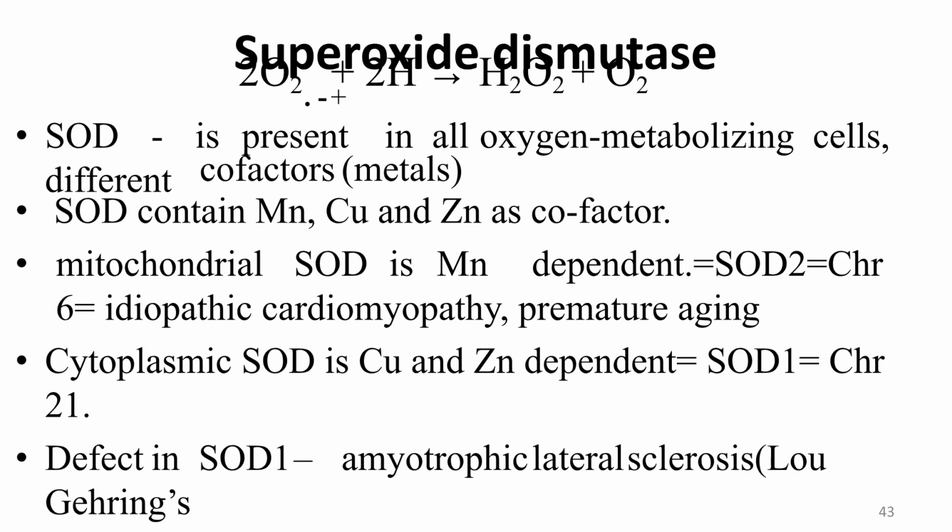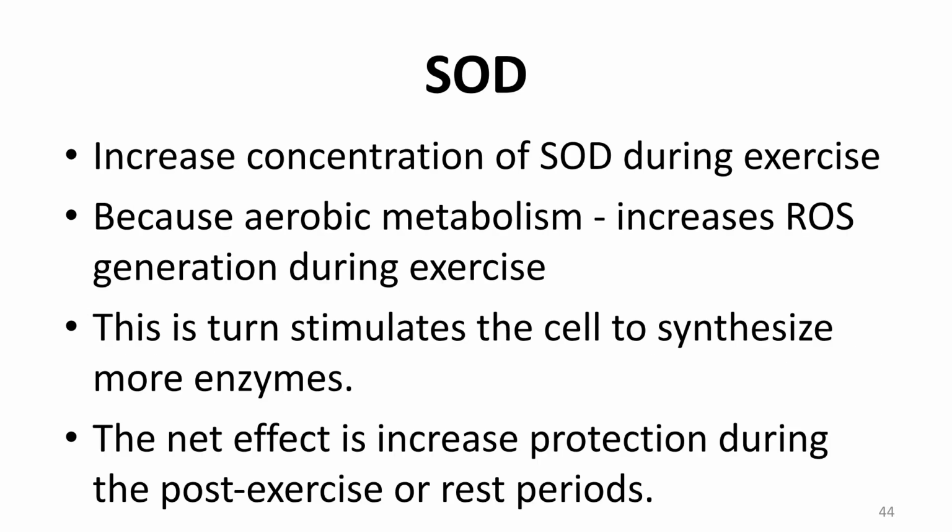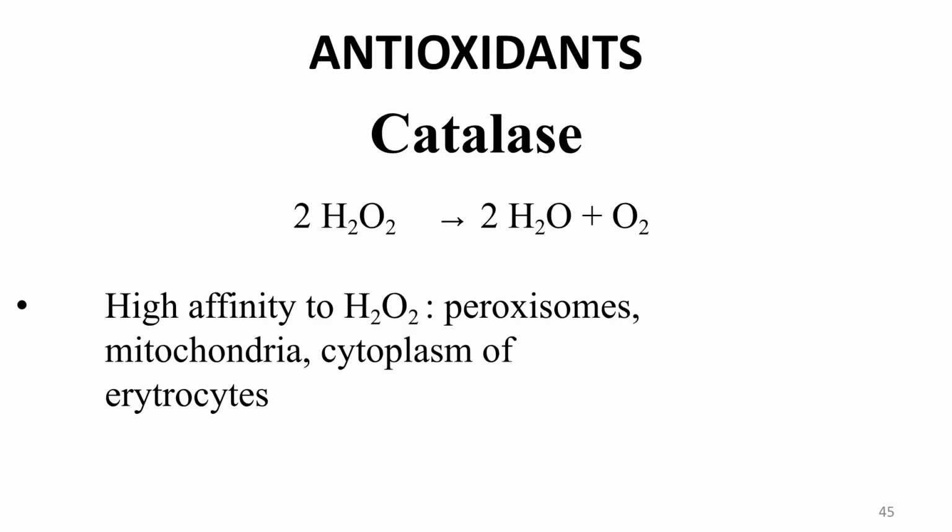Superoxide dismutase, or SOD, is present in all oxygen-metabolizing cells. It converts superoxide radical and hydrogen to hydrogen peroxide and oxygen. SOD contains different metal cofactors like manganese, copper, and zinc. Mitochondrial SOD is manganese-dependent, and a defect in this is associated with idiopathic cardiomyopathy and premature aging. Cytoplasmic SOD is copper and zinc-dependent, and a defect here is linked to amyotrophic lateral sclerosis. SOD concentration increases during exercise because aerobic metabolism increases the generation of ROS. This, in turn, stimulates the cell to synthesize more enzymes, leading to increased protection during post-exercise or rest periods.